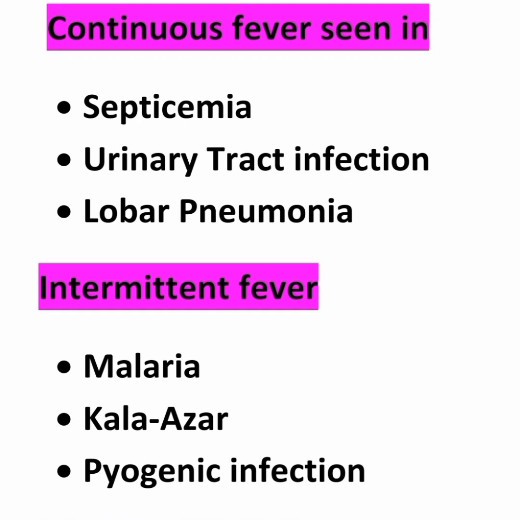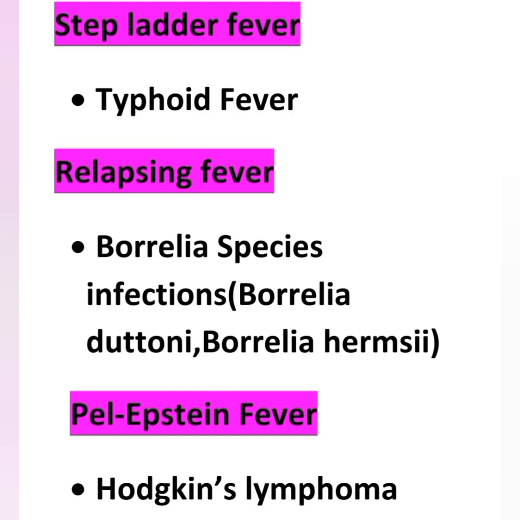Then intermittent fever is usually seen in malaria, Kala-Azar and pyogenic infection. Intermittent fever means the temperature is elevated, then comes to normal, then elevated. That is, intermittently the temperature is seen. That is seen in malaria, Kala-Azar and pyogenic infection. It is very important.